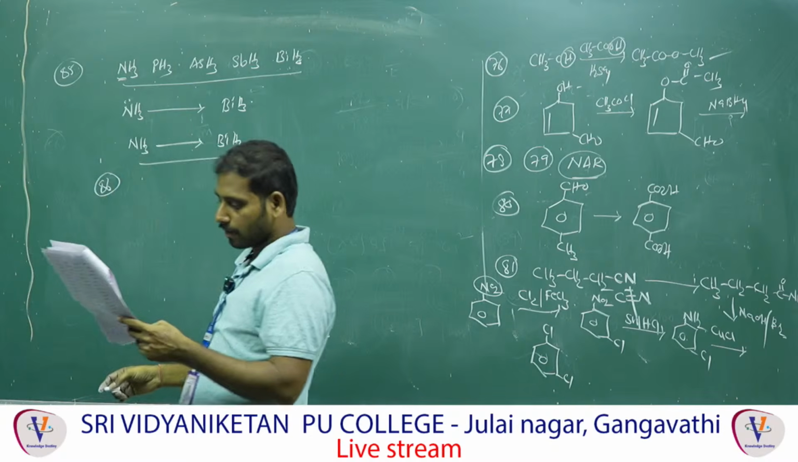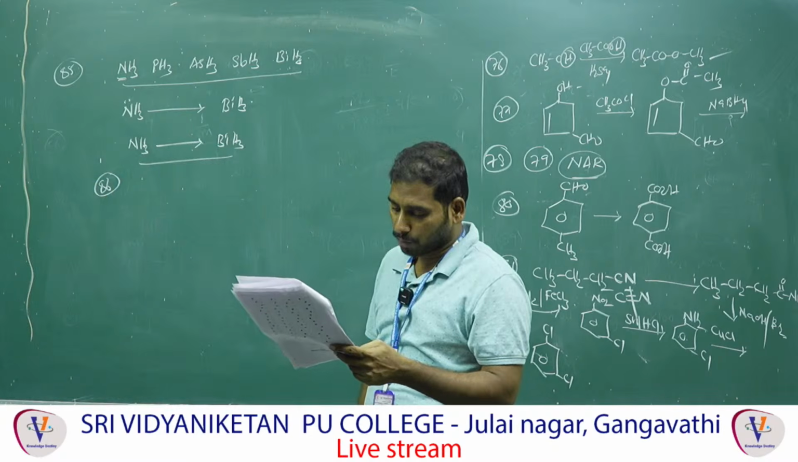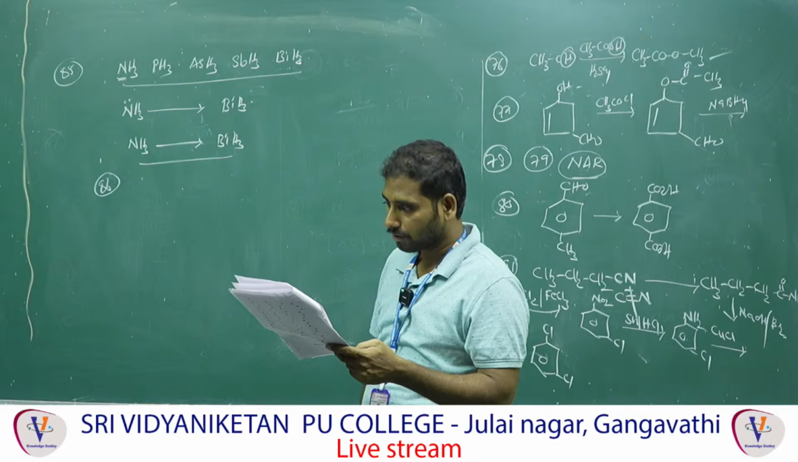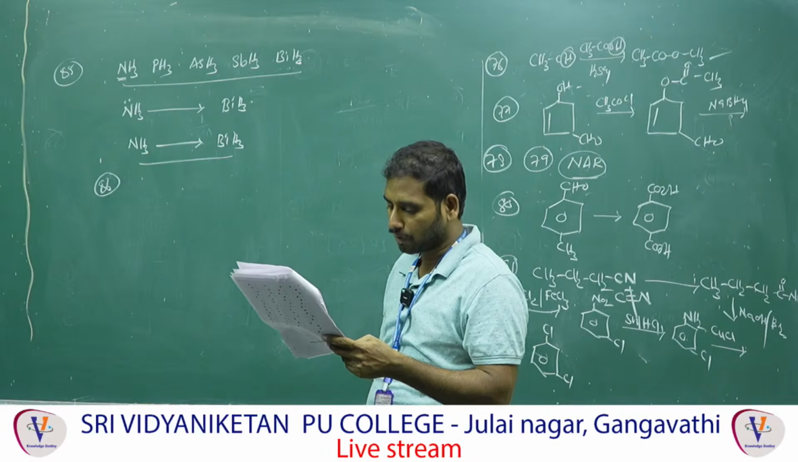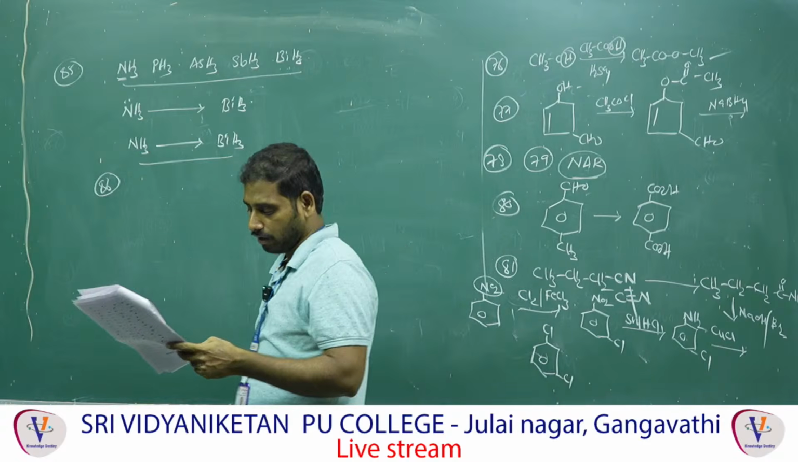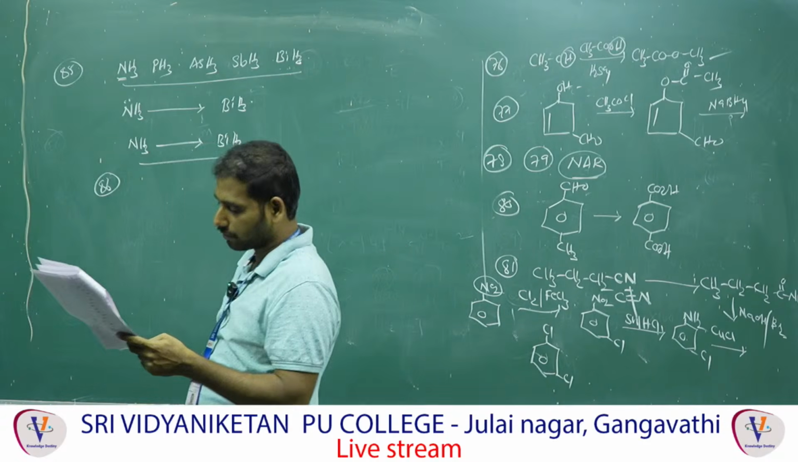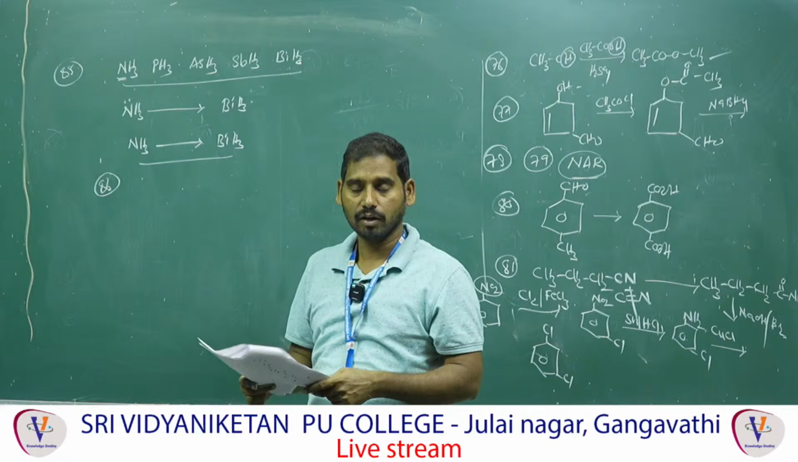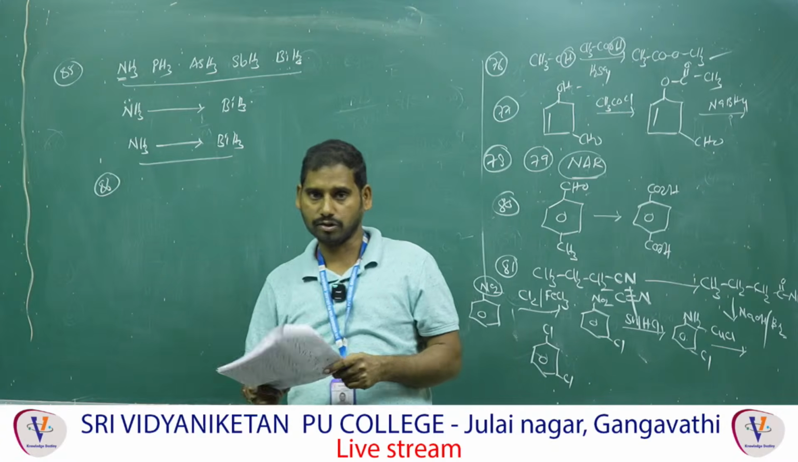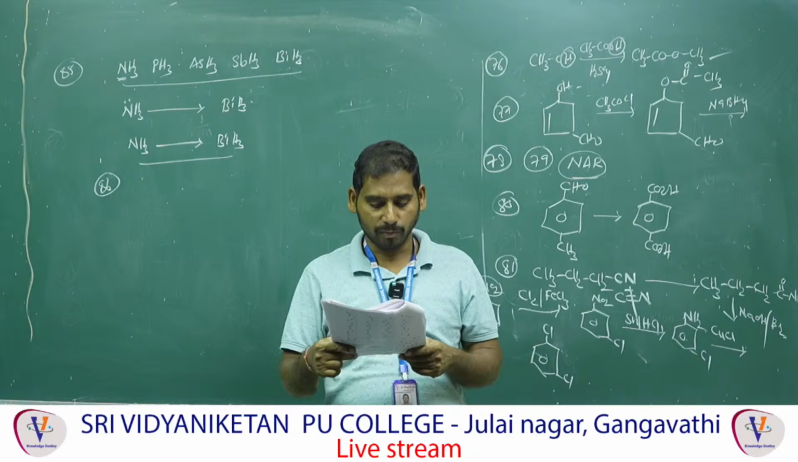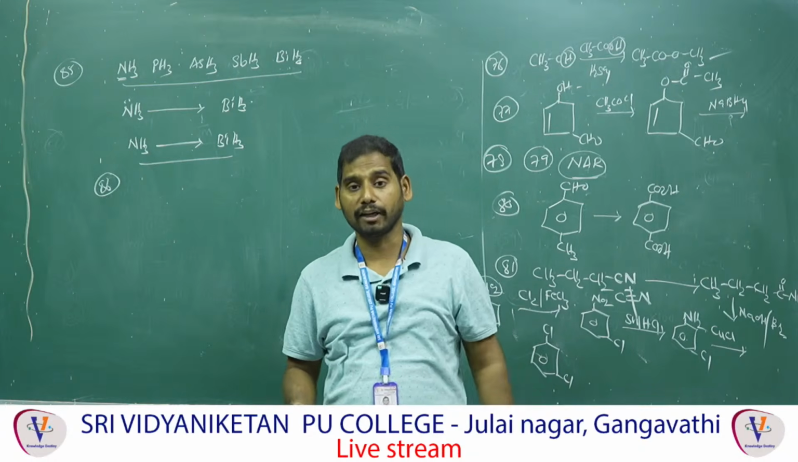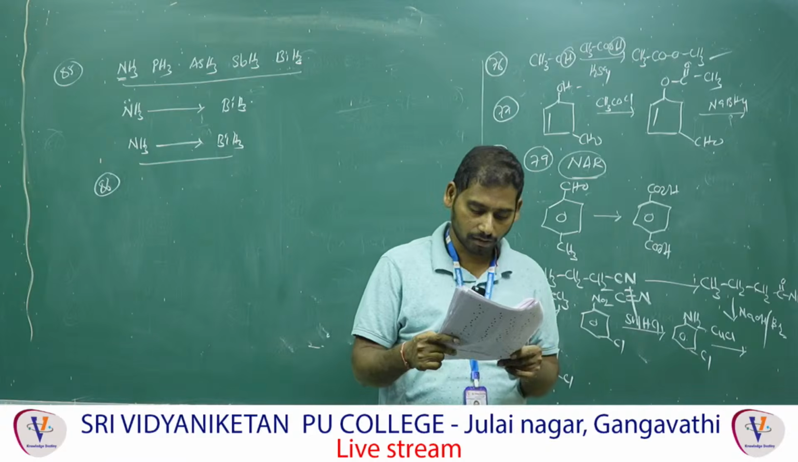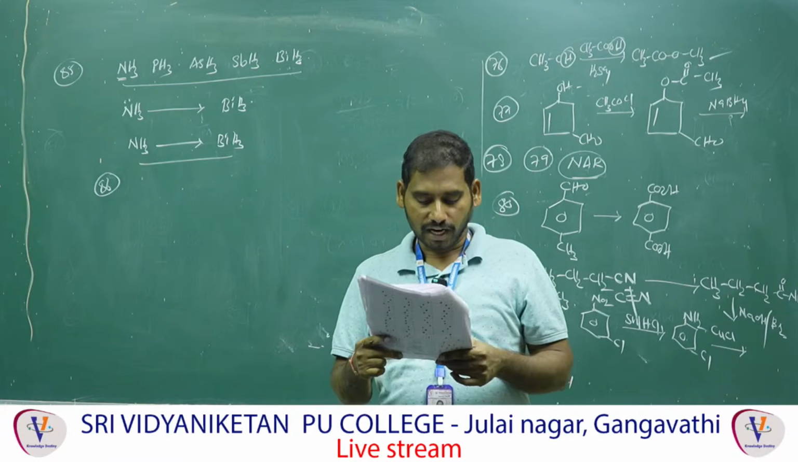Question 86, observe. Aluminum is more electropositive than thallium, as per standard electrode potential. E naught of aluminum is negative, E naught of thallium is positive. Correct. That means these are SRP values. The SRP value of aluminum is more negative than thallium. More negative means more reactive. Correct. So next one, statement 2.